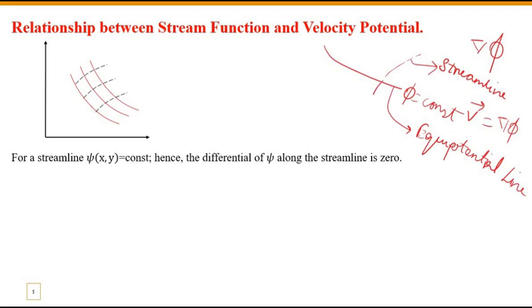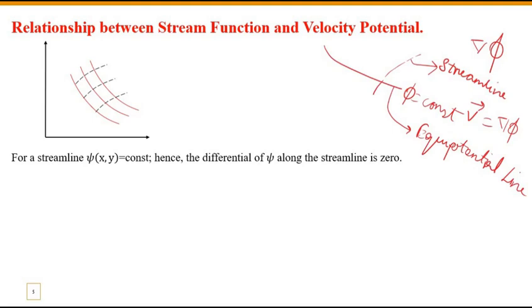Now because the gradient lines and isolines are perpendicular, you might have seen this in mathematics when you are sketching the gradient of a scalar field in a Cartesian coordinate system. You will observe that gradient lines and isolines are perpendicular. That is, my equipotential line and streamline in this case are mutually perpendicular.